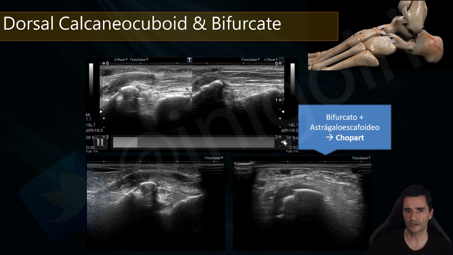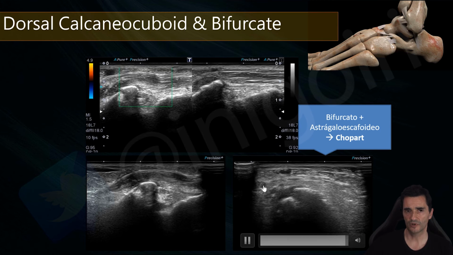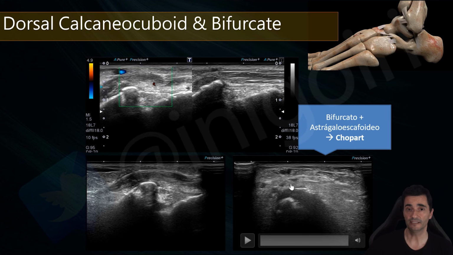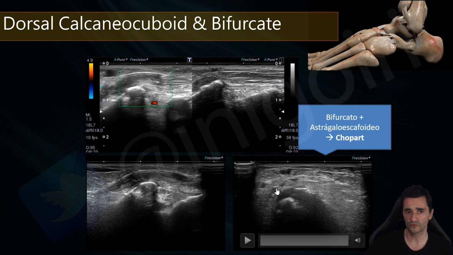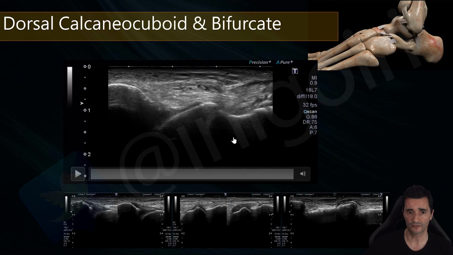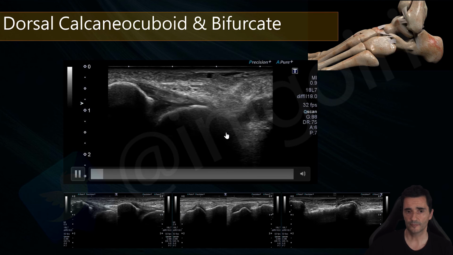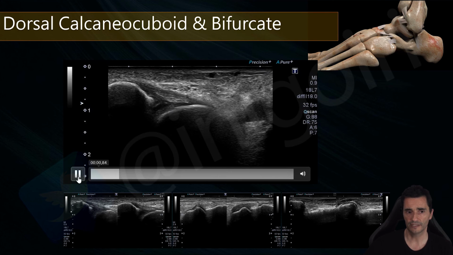Because this is a chopart affection and a chopart instability. So very important to check because the prognosis changes. Another example, this is the normal. This is a patient with a lateral ankle sprain with a normal ligament.